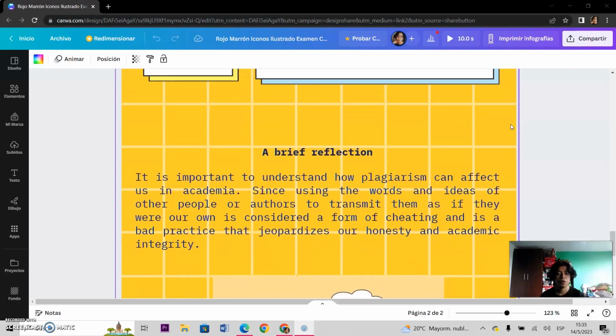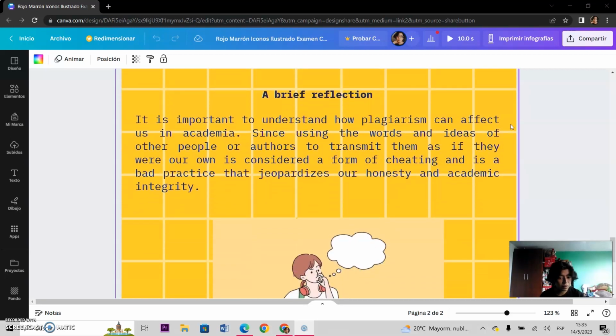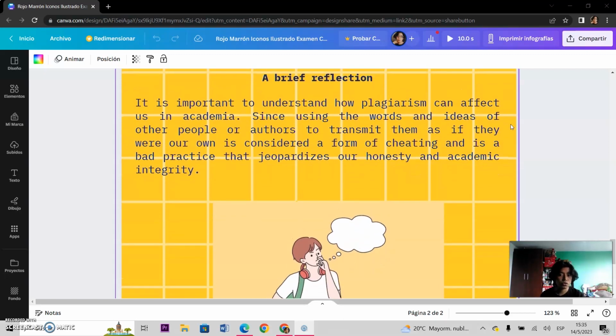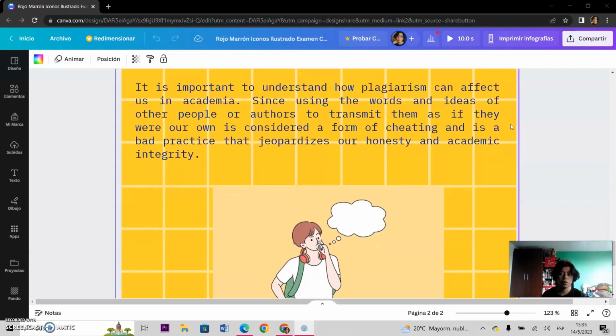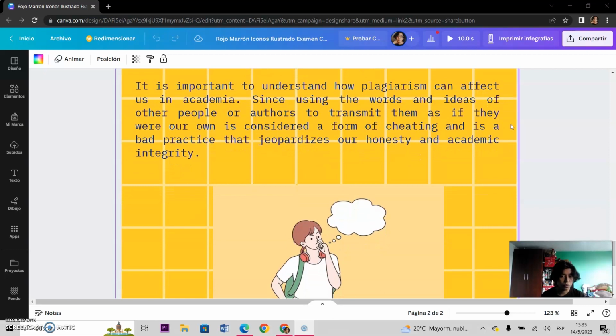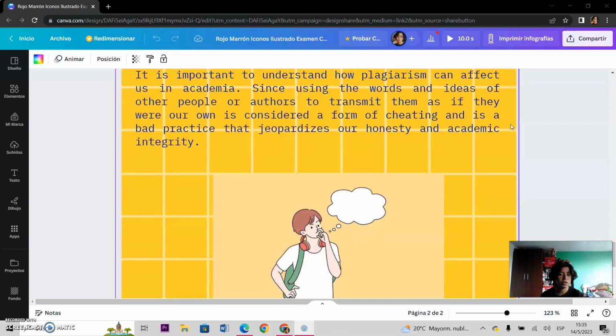And a brief reflection. It is important to understand how plagiarism can affect us in academia, since using the words and ideas of other people or authors and presenting them as if they were your own is considered a form of cheating, and it is a practice that jeopardizes honesty and academic integrity.